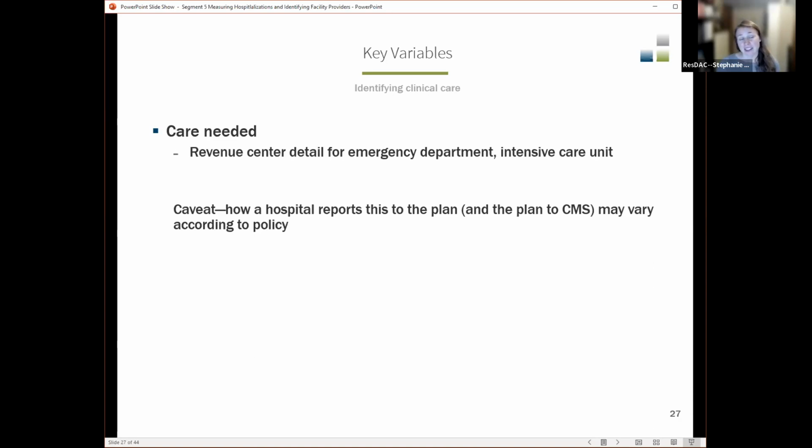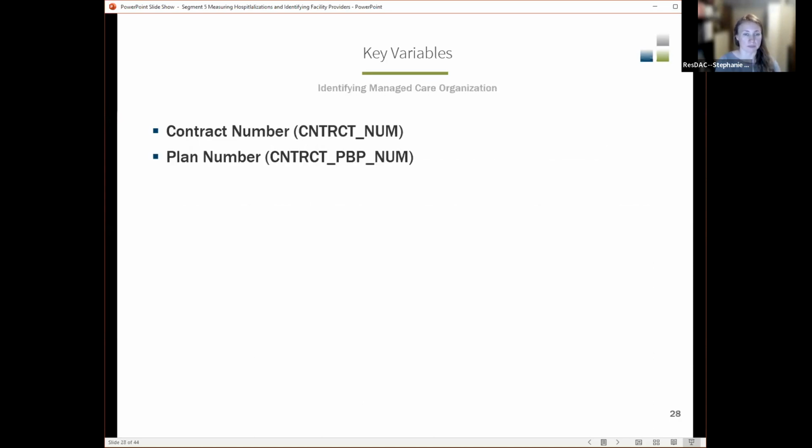So that's something, no reason not to use it, but as you're using it, be careful, and don't necessarily assume anything if you don't see a revenue center. If it's always missing for a particular plan, you might be a little more suspicious. Key variables: you can identify the managed care organization on the record itself also. So you could use that to link to the plan characteristics file, for example. Just remember to use both contract and plan number, not just the plan number, if you're wanting to get more information.